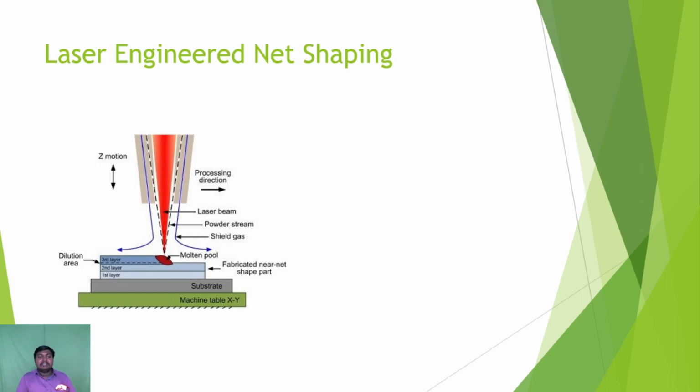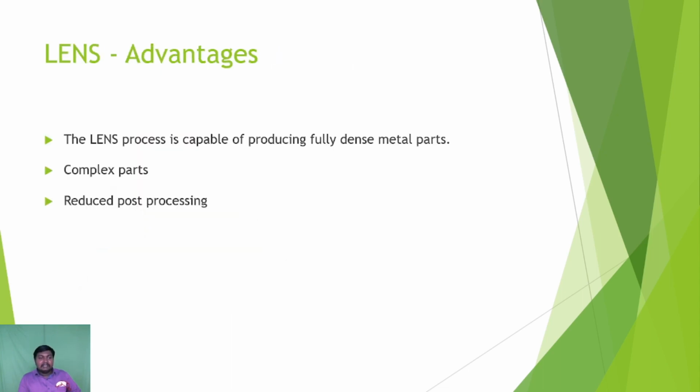By using laser engineered net shaping, we can also repair an existing part. For example, if some tool or die is damaged, we can repair only that particular damaged area by using laser engineered net shaping. We can add material to a particular area only, we can manufacture a particular area only, and we can repair. And next, the LENS advantages.